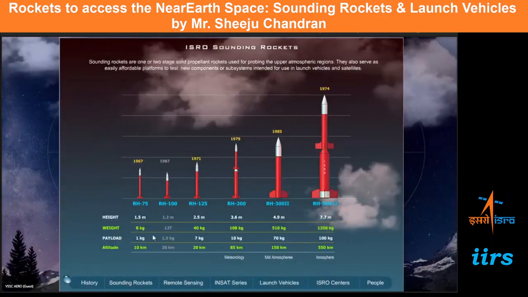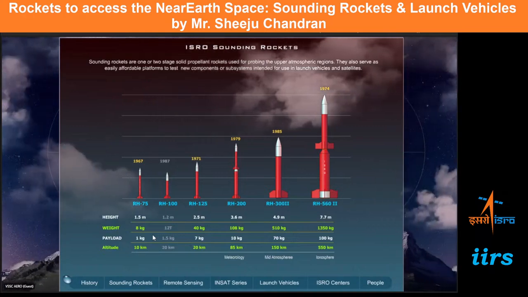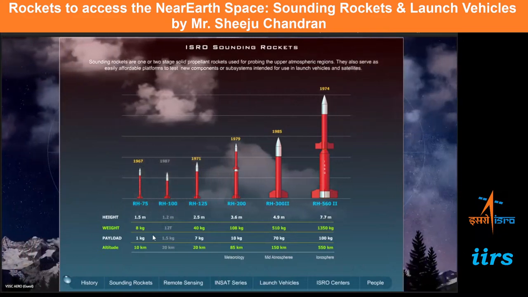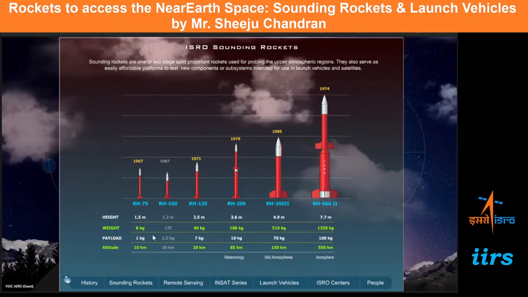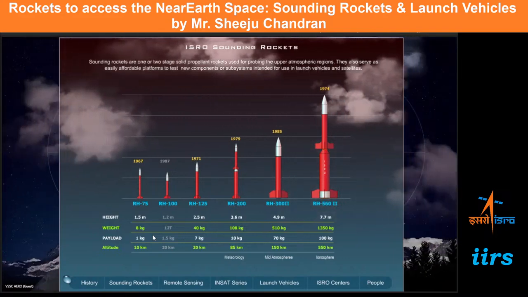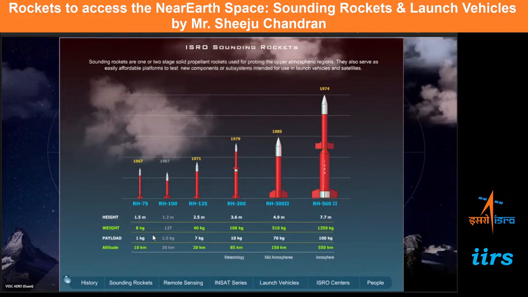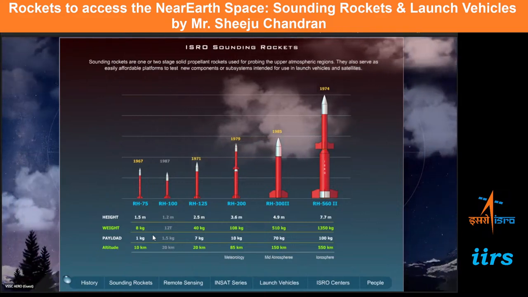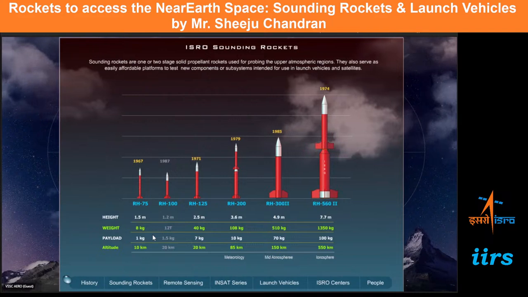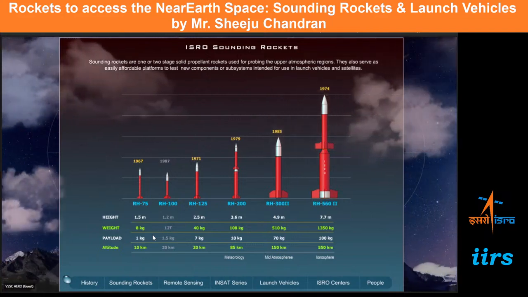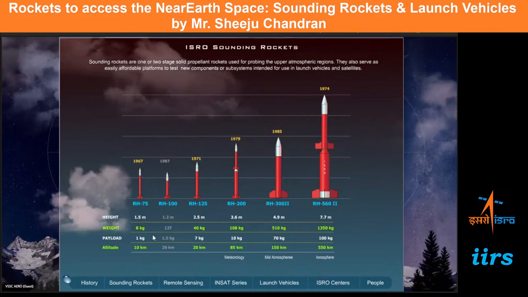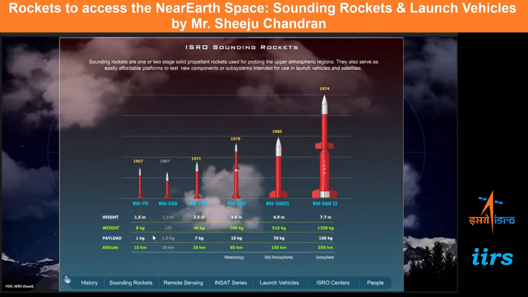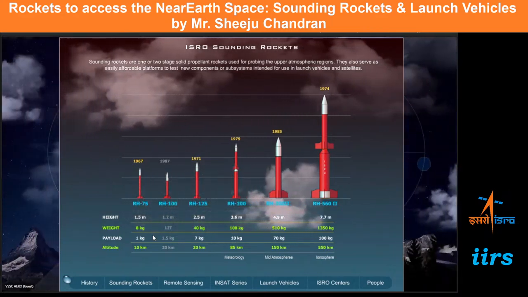So ISRO had a series of sounding rockets developed from the 1960s onwards. In the 1960s, first we started by assembling foreign sounding rockets. We never had such a technology, as you know from the history. But subsequently in India, we started developing our own sounding rockets. RH-75 was the first such sounding rocket. It was launched in 1967. It had a height of only 1.5 meters, the height of a human being typically, only 8 kg weight, and it could take a payload of only 1 kg to 100 kilometers. Okay, this was the sounding rocket.